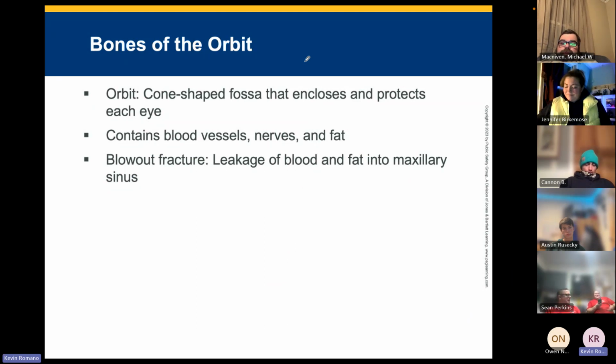All right, the bones of the orbit. The bones of the orbit are the cone-shaped fossa that encloses and protects each eye. This contains blood vessels, nerves, and fat as well. So a blow to the eye may result in a fracture of the floor of the orbit. Remember I mentioned before the raccoon eyes, you start seeing that with that. It's a very brittle bone around the eye, the socket itself, the orbit, so it can actually fracture fairly easily. A blowout fracture can cause leakage of blood and fat into the maxillary sinuses.